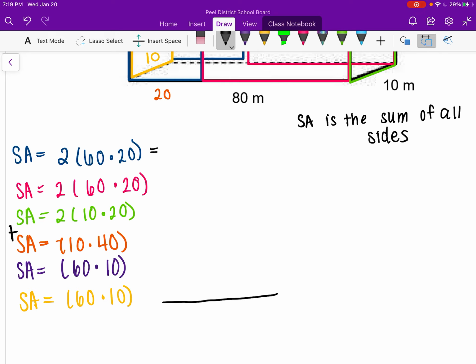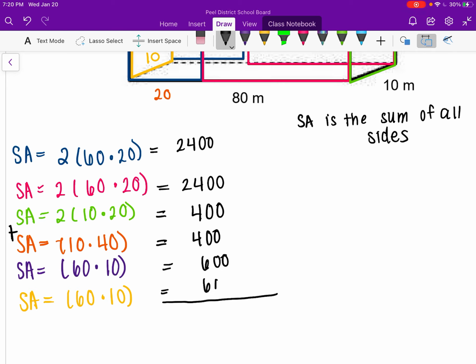2 times 60 times 20. 60 times 20 is 1200, times 2 is 2400. And I'm quickly just going to do these maths. So 2400 here as well. 10 times 20 is 200, times 2 is 400. 10 times 40 is 400. 60 times 10 is 600. 60 times 10 is 600. I'm just going to add these all together.